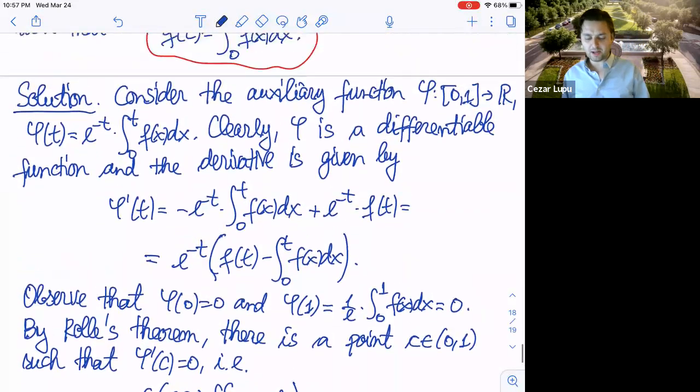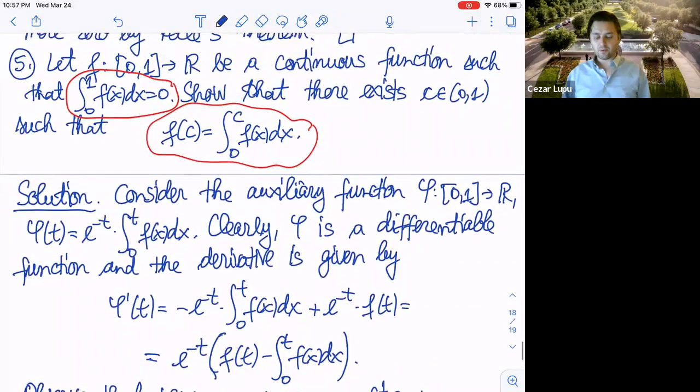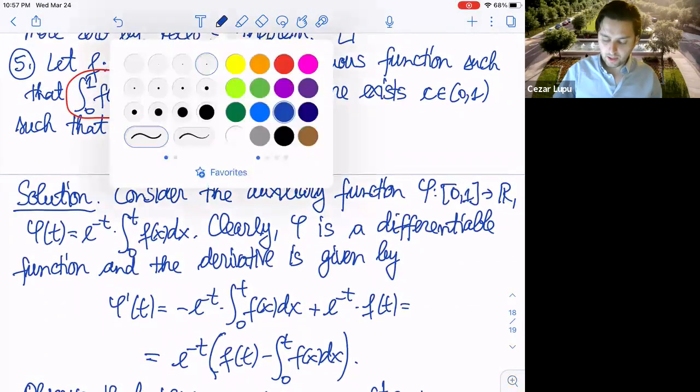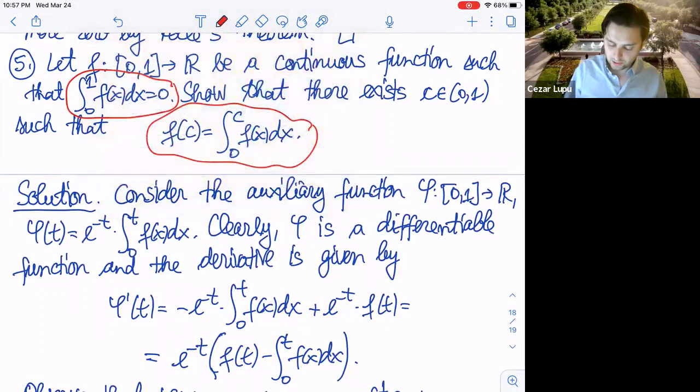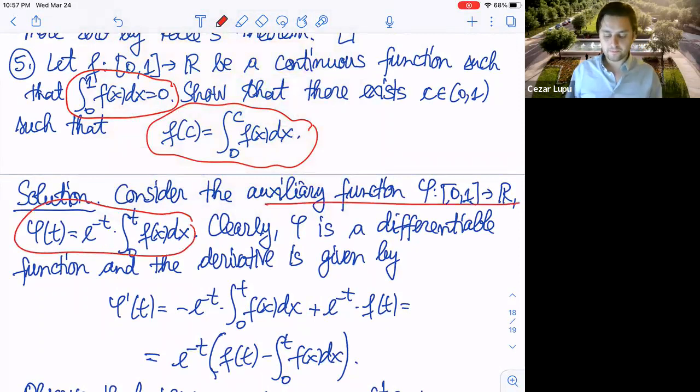It's a pretty classical problem. It's a very nice problem. And the main idea, the main trick, if you want to put it this way, is just to consider this auxiliary function, this one here. That was the trick. And of course, you can play around with these kinds of functions, and you can construct plenty of them, depending on the situation.